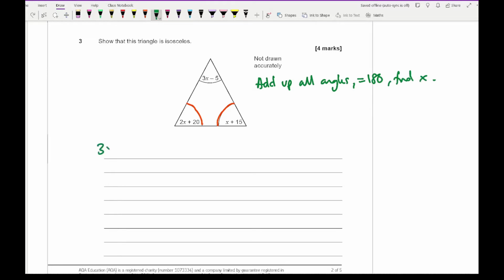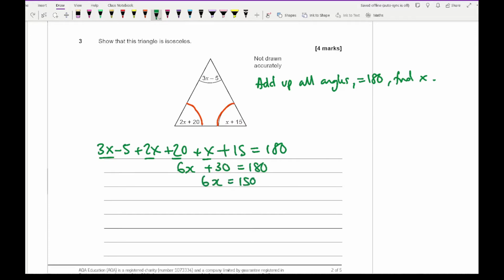So what we've got is 3x minus 5 plus 2x plus 20 plus x plus 15 equals 180. Now if I neaten all this up, I've got 3 plus 2, which is 5, plus 1, which is 6, and then minus 5, plus 15, plus 20, so plus 30, equals 180, and then I've got 6x equals 150. So x equals 150 divided by 6, which is going to give me the answer of 25. So now that I know that x equals 25, what I then need to do is work out what each of these angles are.